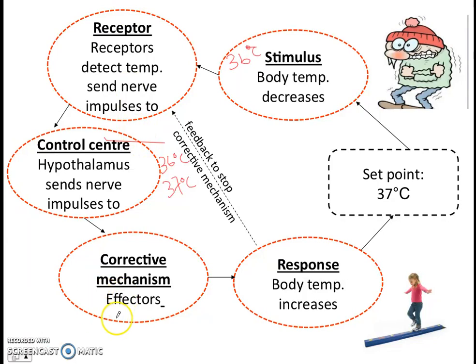Now, as a side point, some examples of the effectors would be your sweat glands. So a signal will be sent to your sweat glands to cause them to be more active, or to the muscles in the arterial walls. So the hypothalamus will send out signals to the muscles in the arterial walls, causing them to either constrict or dilate, depending on whether it's too hot or too cold.